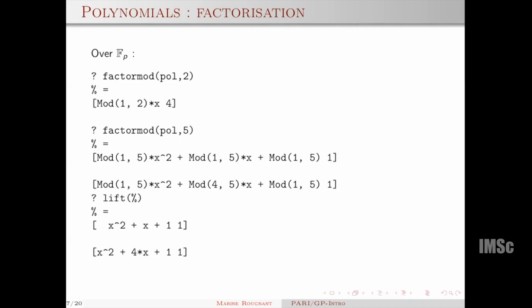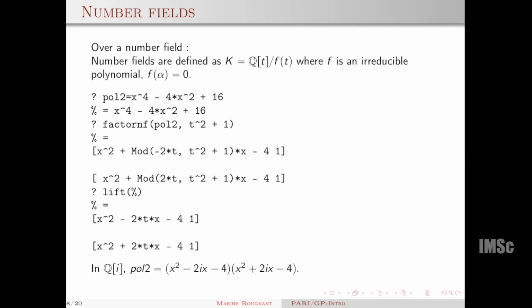It's the product of two polynomials, x squared plus x plus 1 and x squared minus x plus 1. If this is difficult to read, you can lift it to have an expression that is easy to read. But keep in mind that here, mod 5, 4 is the same thing as minus 1. So when you have this, just be careful.